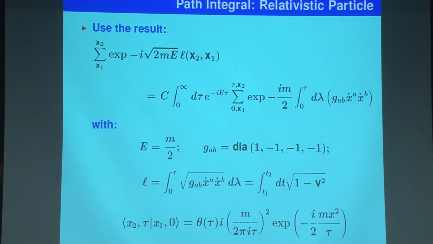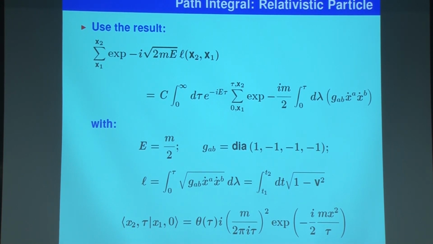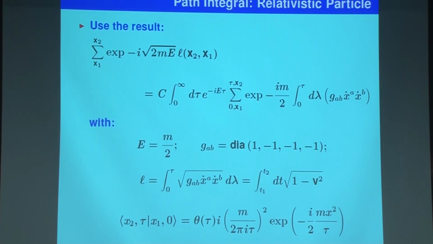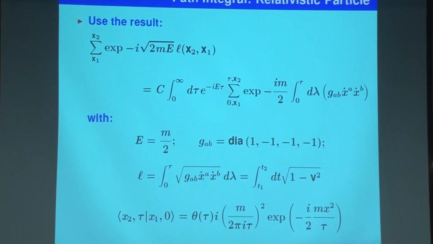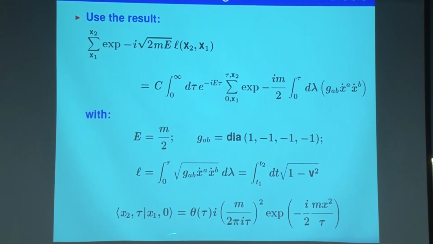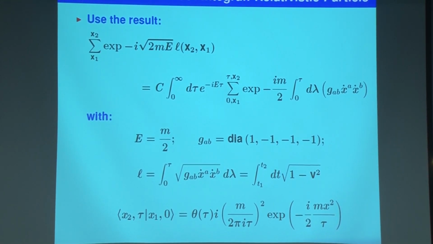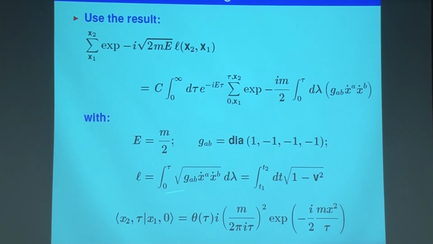It has a simple physical meaning. To go from an event x1 to an event x2, when the clock it is carrying is showing a proper time tau. That is very, very similar to your standard free particle propagator in non-relativistic quantum mechanics, because the structure is identical. The only difference is that this is not what you are going to observe.